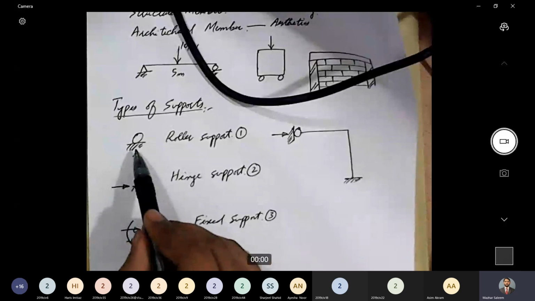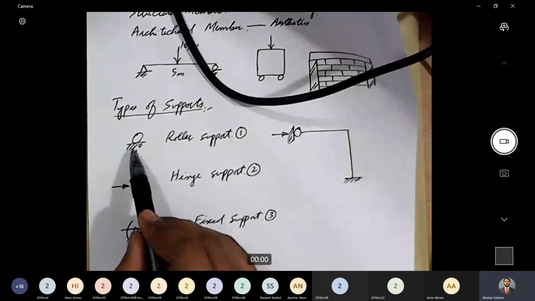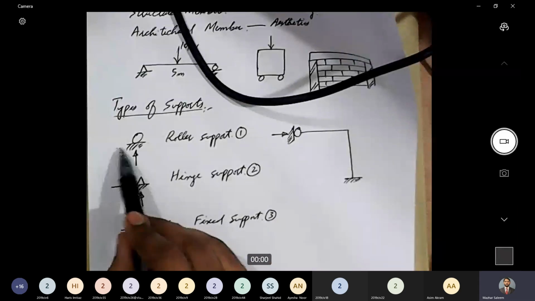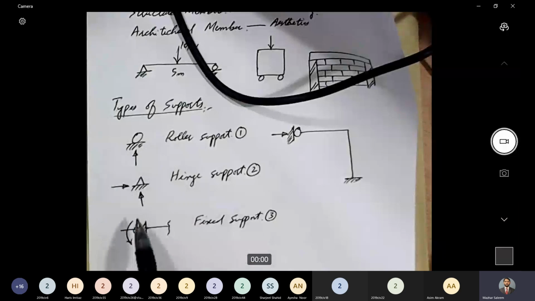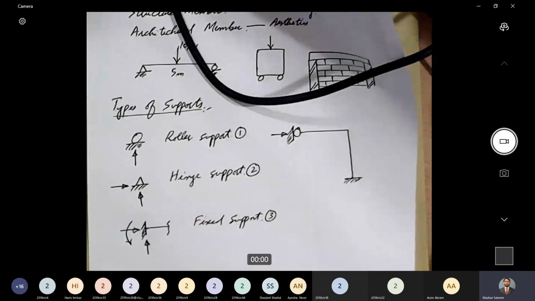So roller support is a support that can provide reaction perpendicular to the supporting surface. Hinge support is the one that can provide reaction perpendicular to the supporting surface and parallel to the supporting surface. And fixed support is the one that can generate reaction parallel to the supporting surface, perpendicular to the supporting surface, and a resisting moment. So there are three reactions generated in case of a fixed support.